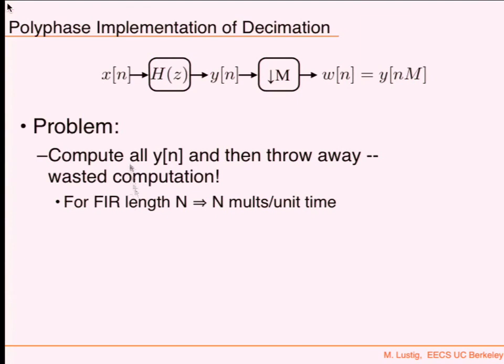So for an FIR filter, I've got N multiplications per unit time. Every unit time, I multiply and add. My filter is length N. I do N multiplications and then N additions. Multiply and add, multiply and add. N multiplications per unit time. Okay.